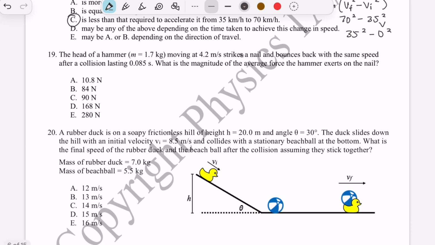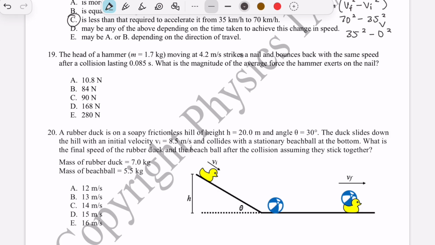19. The head of a hammer with a mass of 1.7 kilograms is moving at 4.2 meters per second, and it strikes a nail and bounces back with the same speed after a collision lasting 0.085 seconds. What's the magnitude of the average force that they exert on each other?